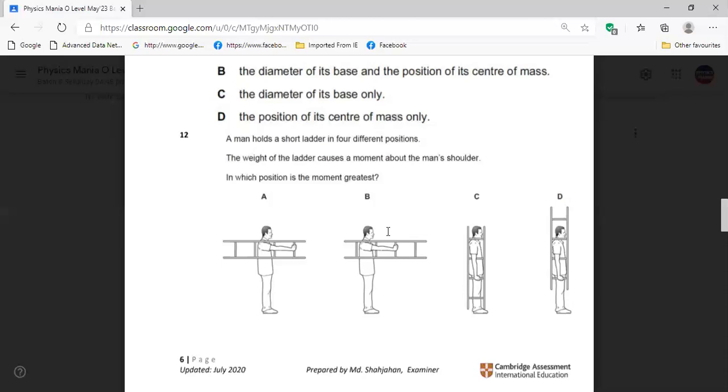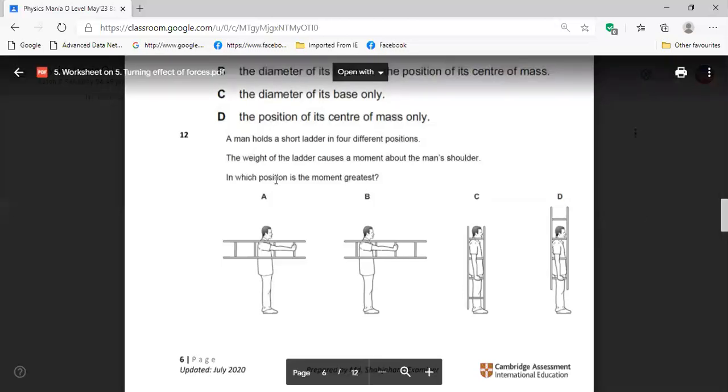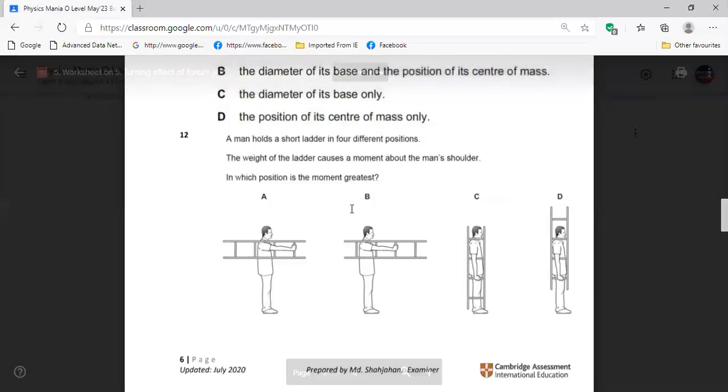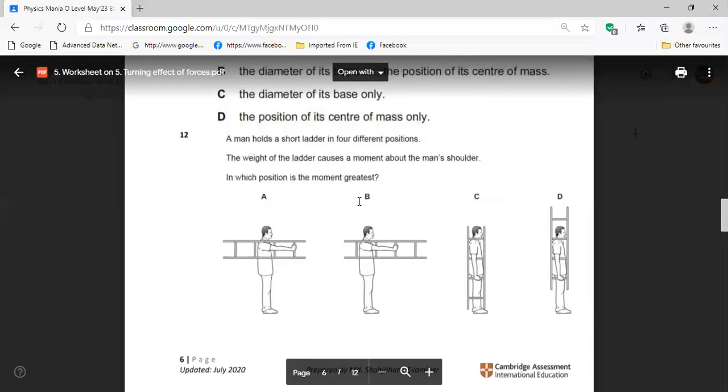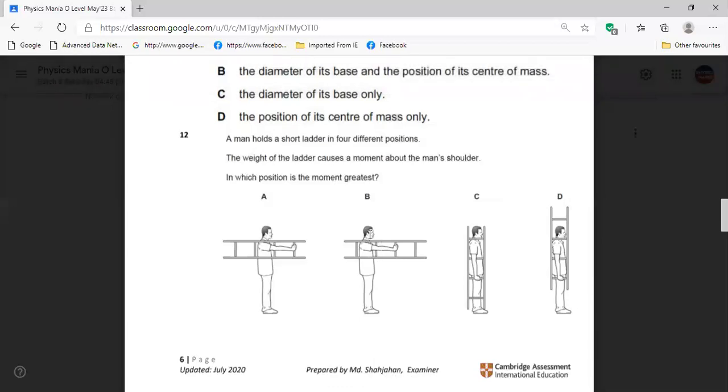That's why he should take either of these three, A, C, or D, not B. Then he'll lose his balance, right? And this one is the best one, C. C is the best position because your center of mass is lowered, right? So it will be more stable.